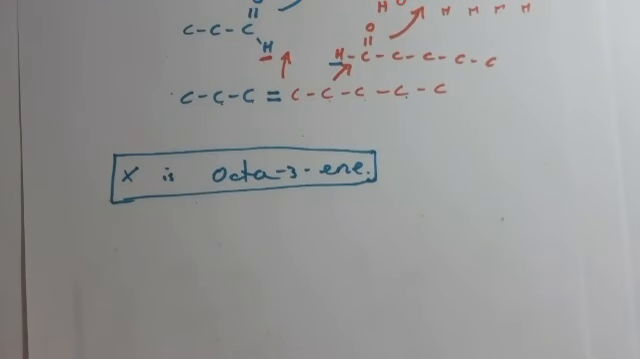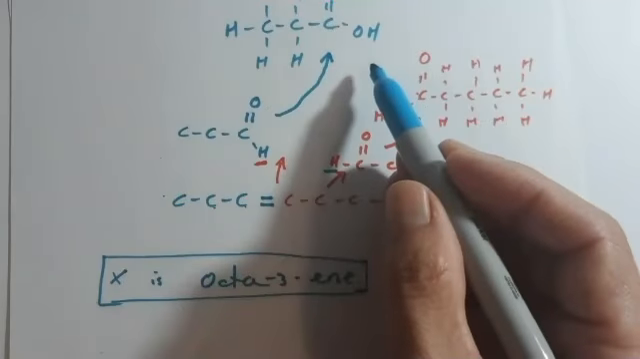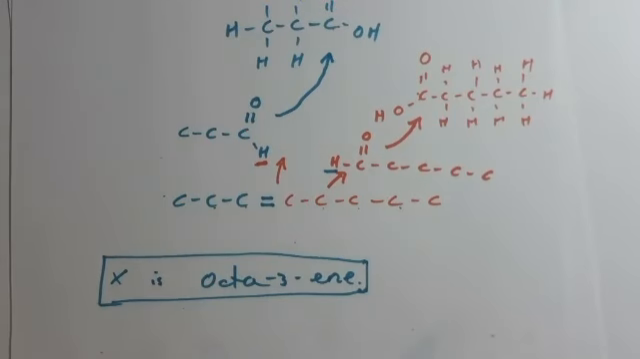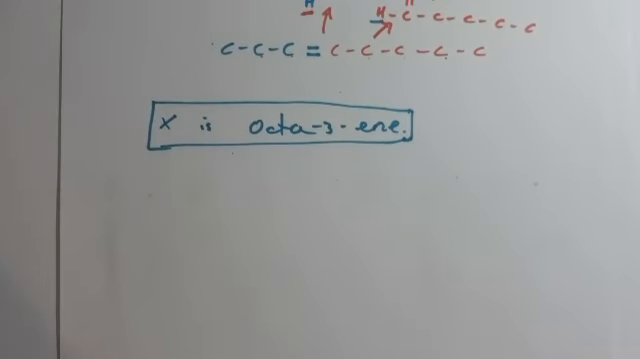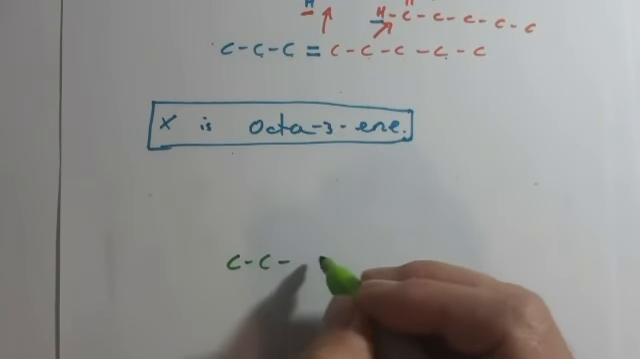Right, let's look at B. It says, draw the structural formula of the product formed when it reacts with cold. What's going to happen if it's cold? Well, we're not going to have complete oxidation like here. We're only going to break one bond and form a diol. So let's draw the product and see where we get to.